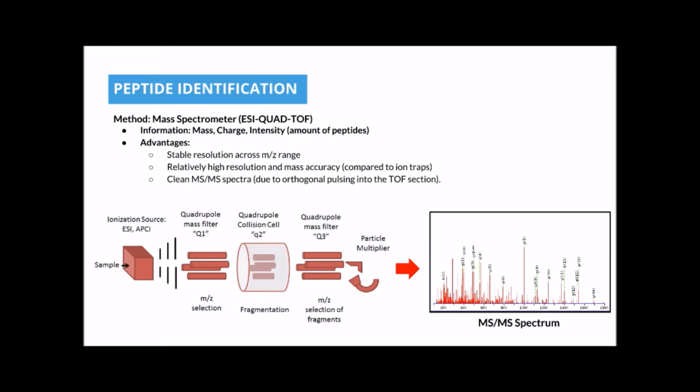Peptide identification was done with a mass spectrometer by using ESI quad TOF. From this peptide identification, we are able to obtain information such as the mass, charge, and intensity, or the amount of peptides. For the data search, the parameters were set as carbamidomethyl as the fixed modification, and for variable modification, ubiquitin at lysine, deamination and oxidation were used as variable modifications.